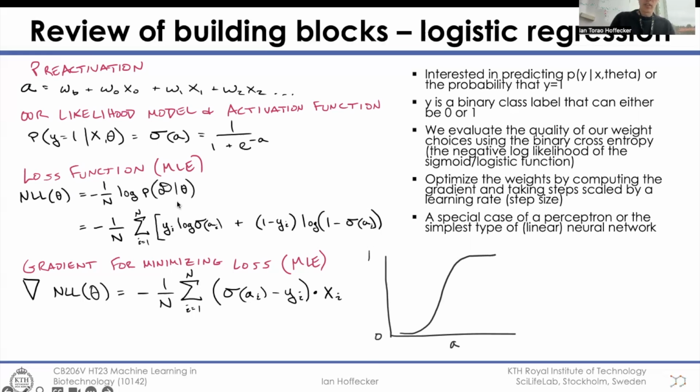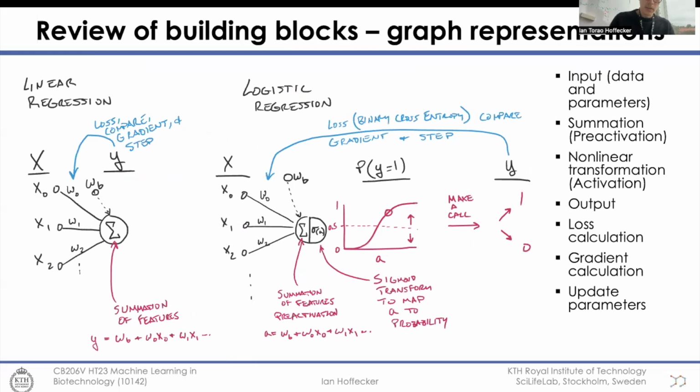And then our loss function becomes a matter of maximizing the likelihood of observing the class label 1 given X and our weights. For this particular case, for the sigmoid function, we had a solution to the gradient of the negative log likelihood, which we could then use to quickly compute the steps that we should take towards the minimum in order to maximize the likelihood. So that's the algebraic perspective, the way to view these models in terms of equations.